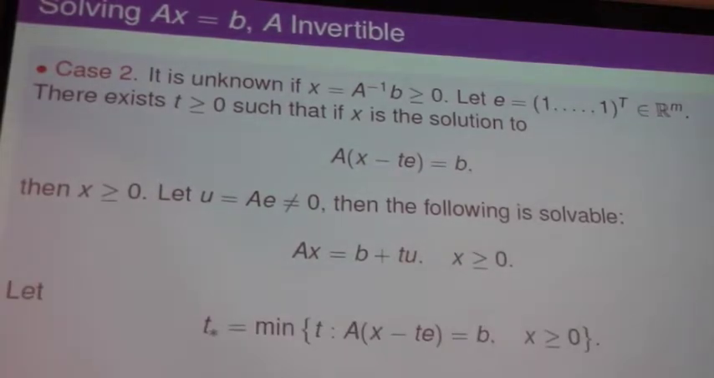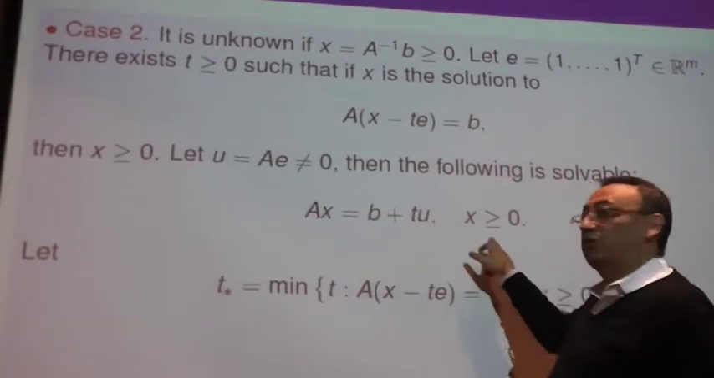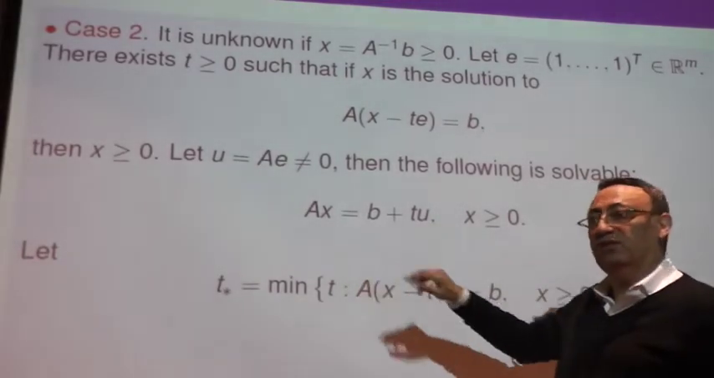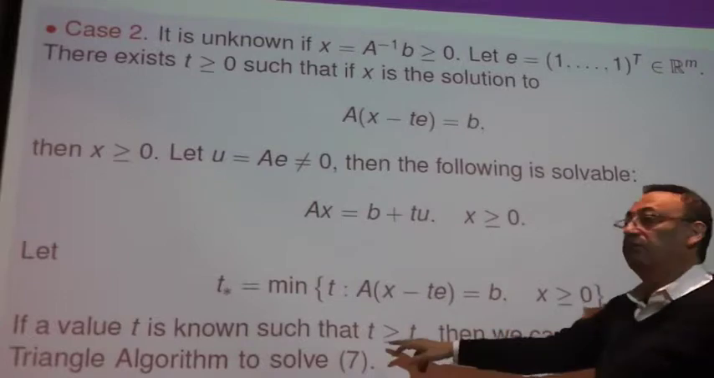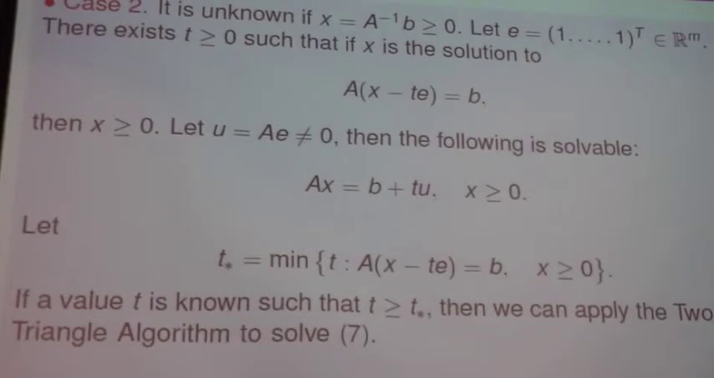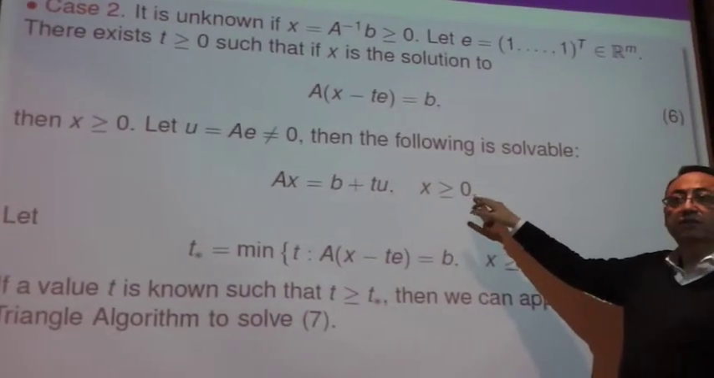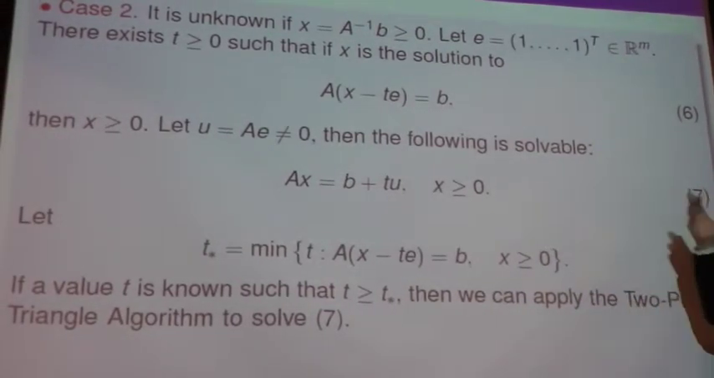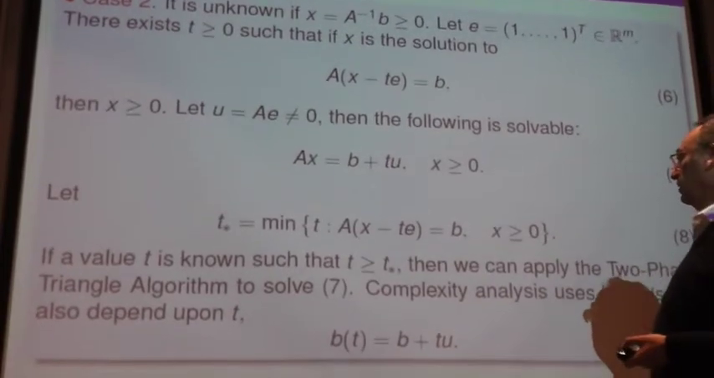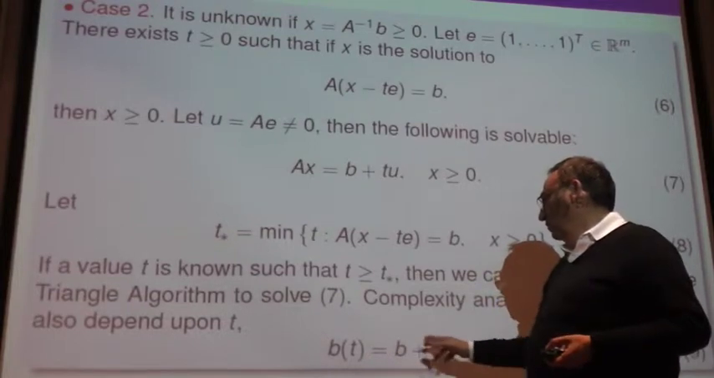And suppose that t star is the minimum value of these t's, the t which makes this possible. If I happen to know a value where t is bigger than or equal to t star, then we can simply apply the two-phase algorithm to solve this. So in this case, the problem reduces to the first thing. And for the complexity analysis, the only thing is that t plays a role. I have to plug this into the complexity analysis.